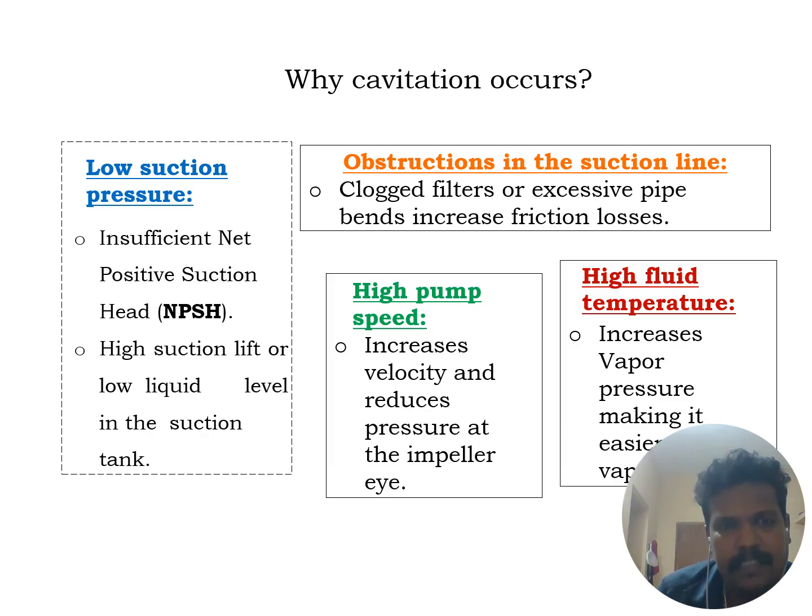Once again, I am repeating: low suction pressure is based on the fluid level maintained in the tank, and second, obstructions are purely related to frictional losses, and the third one is purely related to pump speed, whether it is VFD connected or rated speed. And the fourth one is based on the fluid temperature maintained in the circuit line. These factors reduce the net positive suction head, causing cavitation, which damages the impeller over time.